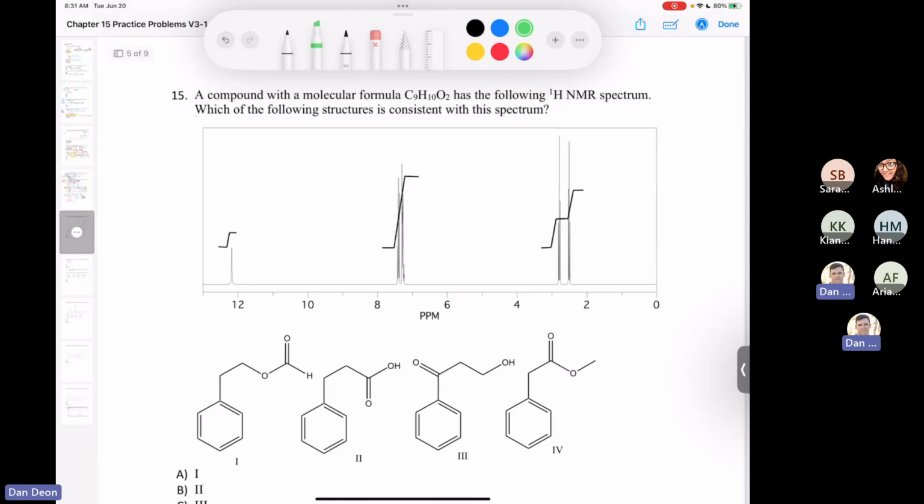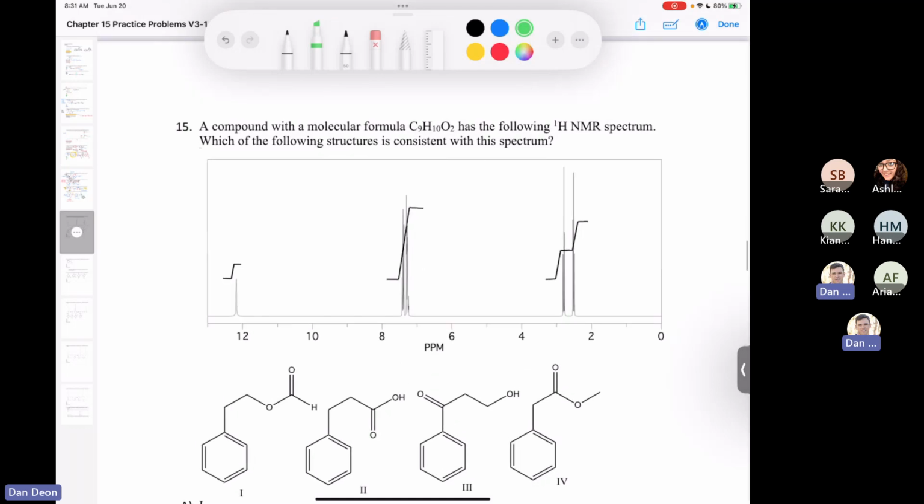Let's take a look at the next one here. It says a compound with a molecular formula of C9H10O2 has the following proton NMR spectrum. Which of the following structures is consistent with the spectrum? So let's see here. What's the first thing we could do? We could calculate the HDI.